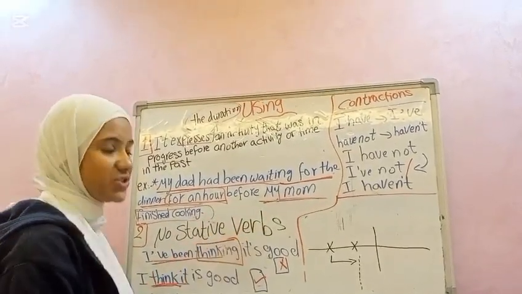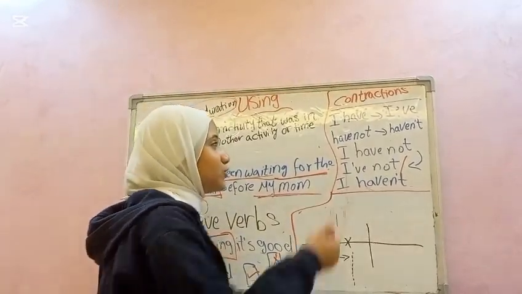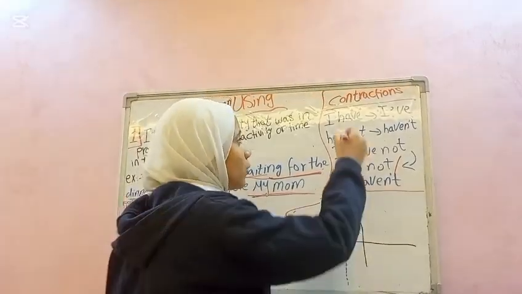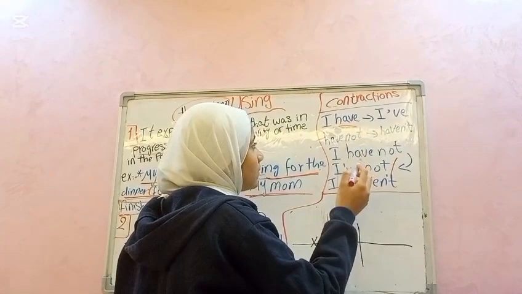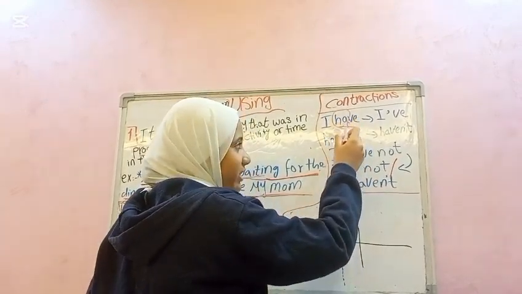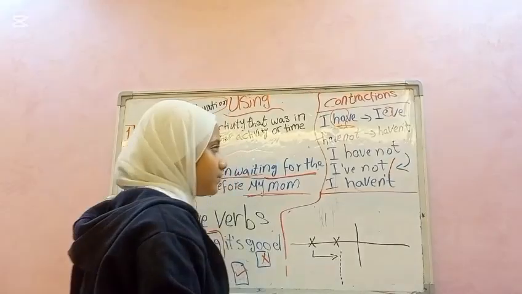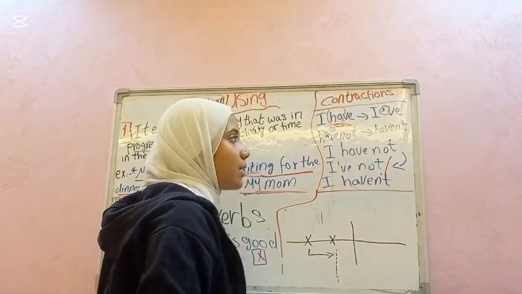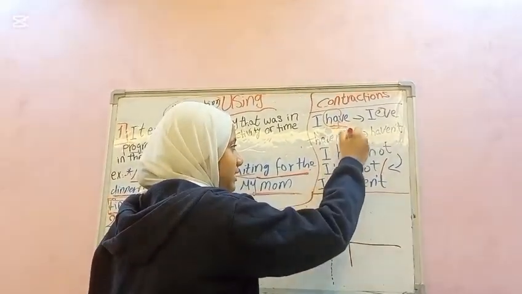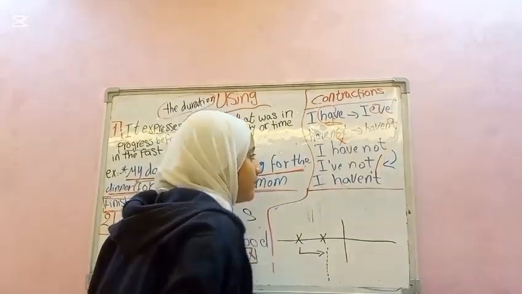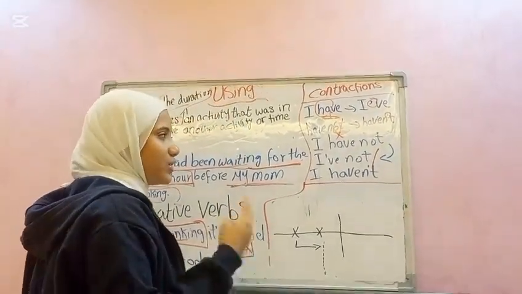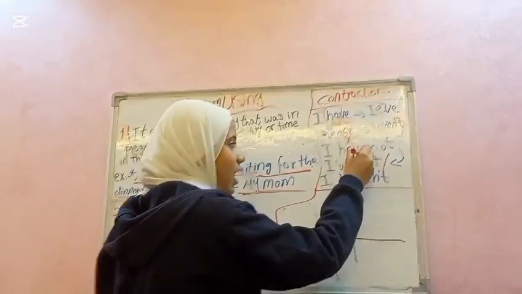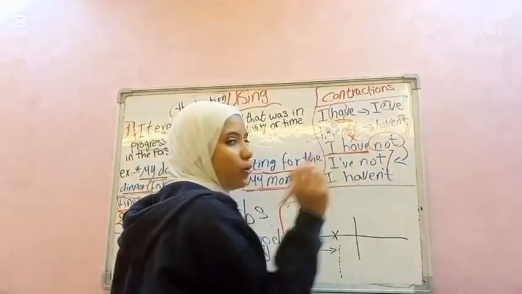Let's see some contractions. If we want to contract I have, it becomes I've. We remove the H and A and put an apostrophe. And if we want to contract have not, it becomes haven't. We delete the O and put an apostrophe. But there are two ways to contract I have not. The first way, we contract I have together and not alone.